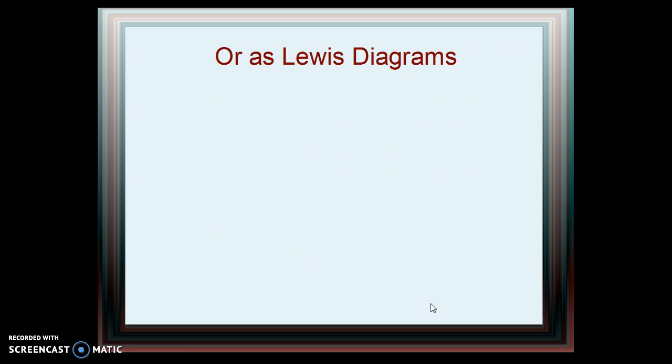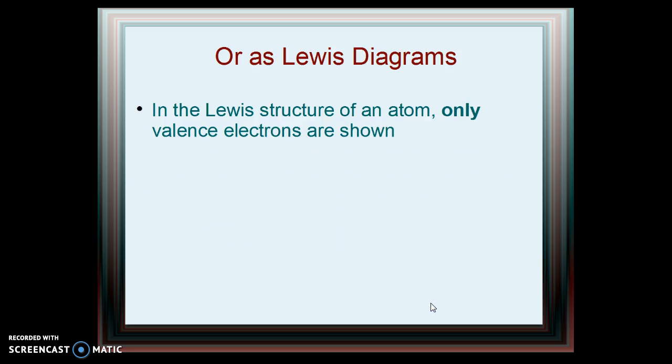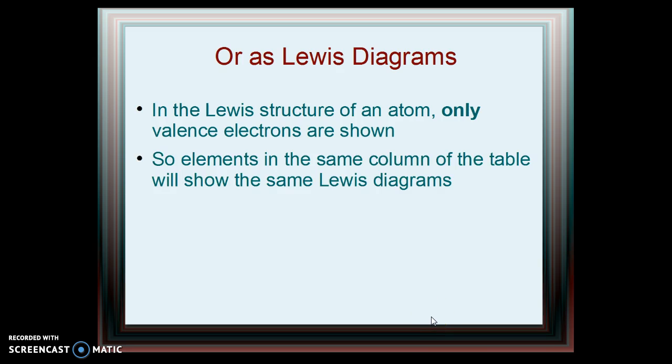But Lewis diagrams are a very convenient way to work, because they show only the valence electrons. And the valence electrons are the only ones who are going to be involved in any chemistry. So elements in the same column of the periodic table will always show the same Lewis diagram. Let's look at an example.